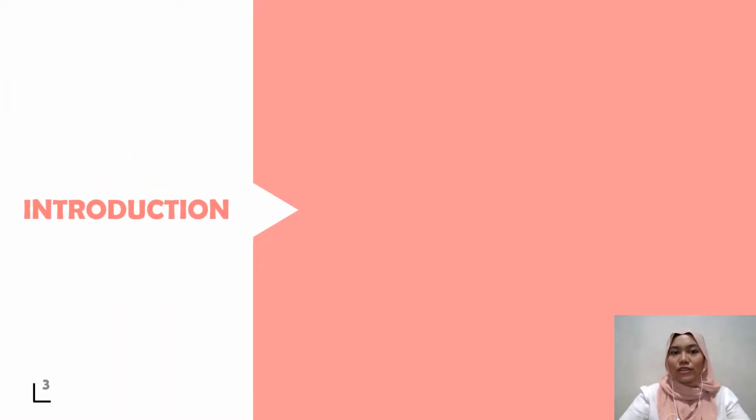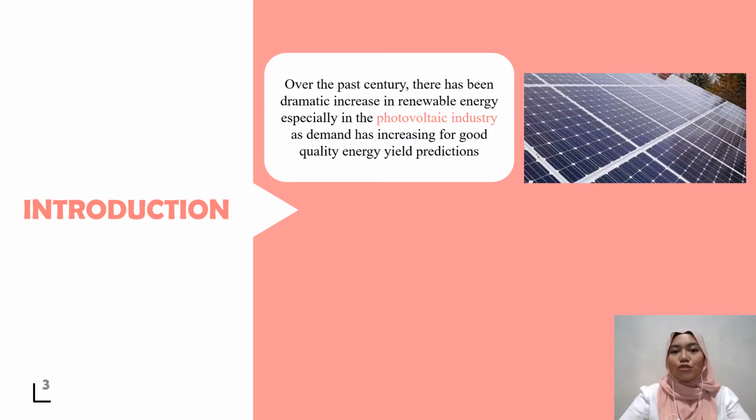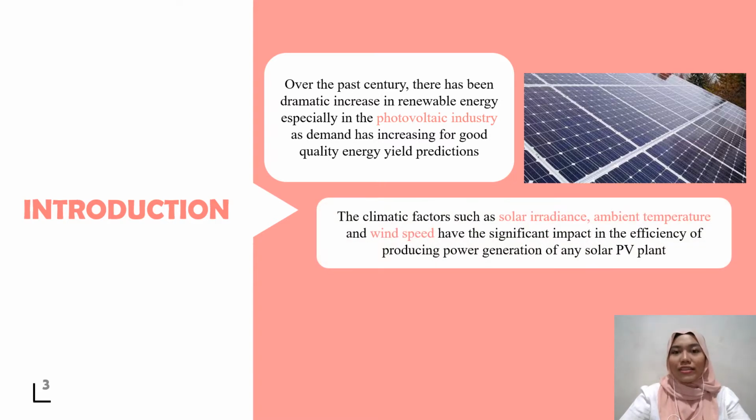Firstly, Introduction. Over the past century, there has been a dramatic increase in renewable energy, especially in the photovoltaic industry, as demand has been increasing for good quality energy yield predictions. Currently, the rapid development of solar PV panels in the market is high globally, with improved technology efficiencies at reasonable prices each year. The climatic factors such as solar irradiance, ambient temperature, and wind speed have a significant impact on the efficiency of power generation of any solar PV plant.